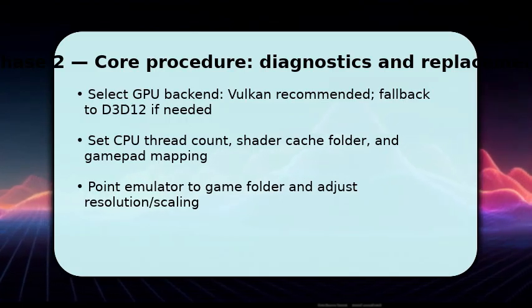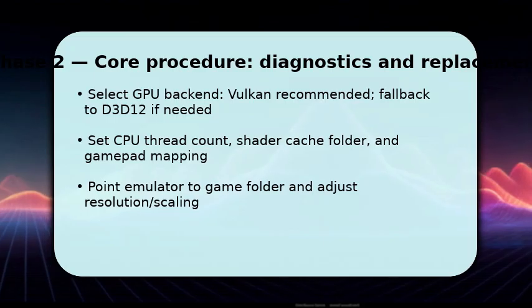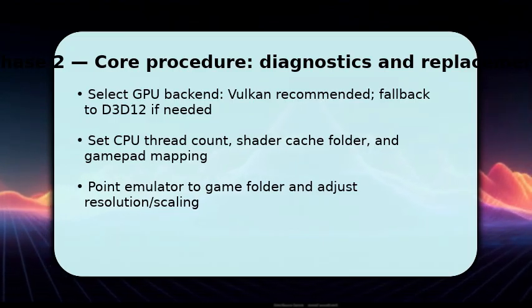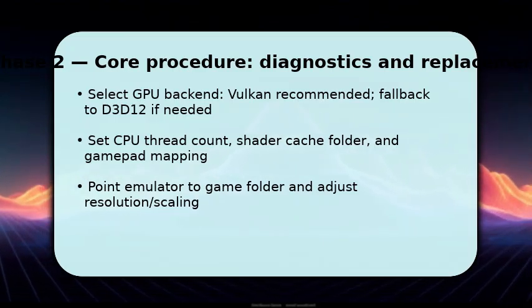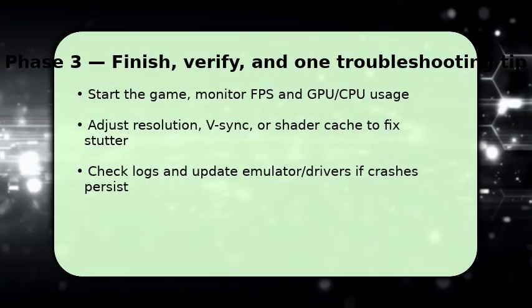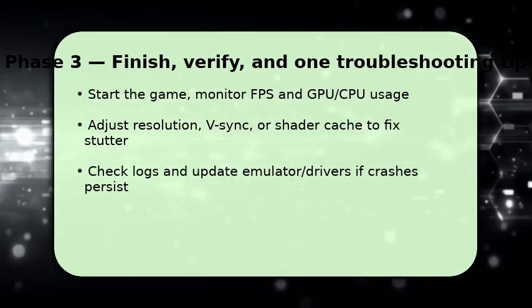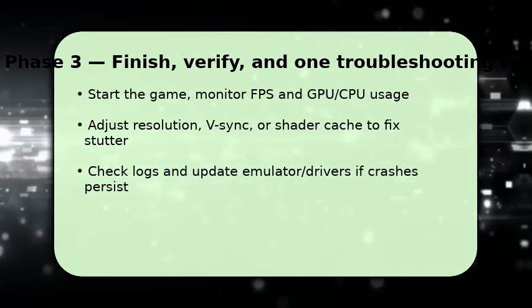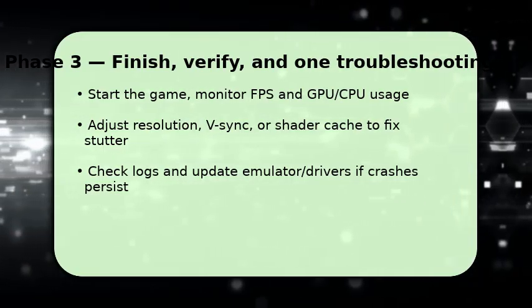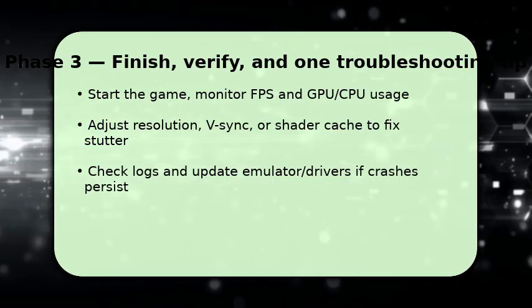Adjust output resolution and scaling to balance FPS versus clarity. After saving, launch the game to observe initial performance and logs. You should now run the game and watch performance metrics closely. If frame rate dips, lower render resolution or enable frame limiting. If stutters occur, clear or rebuild the shader cache and retry.